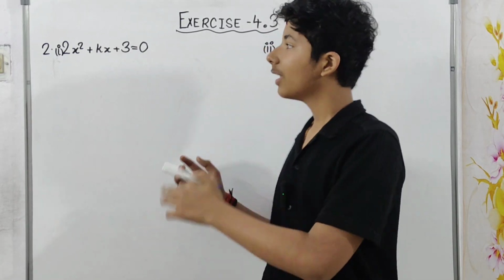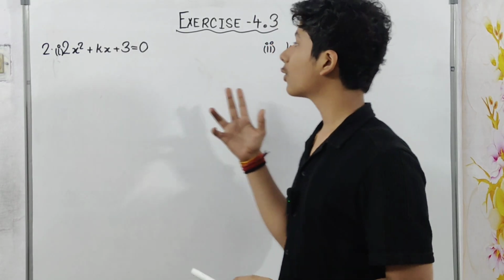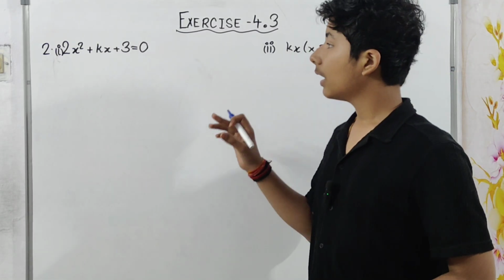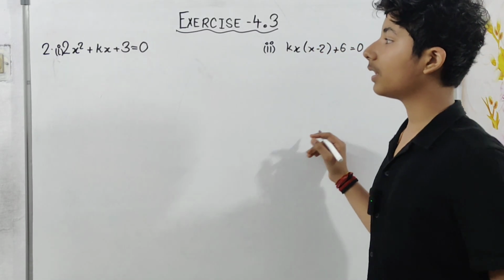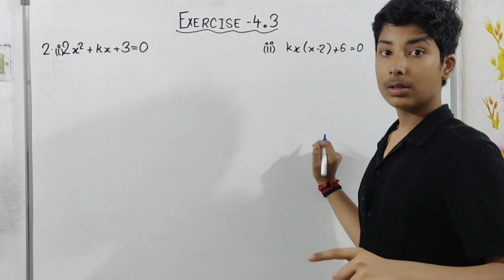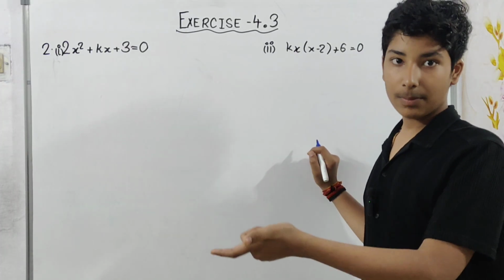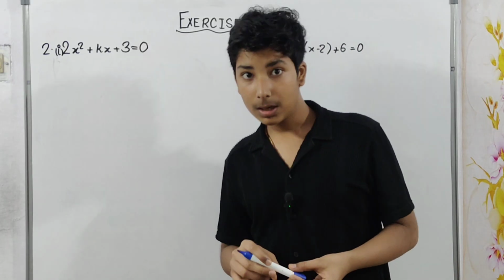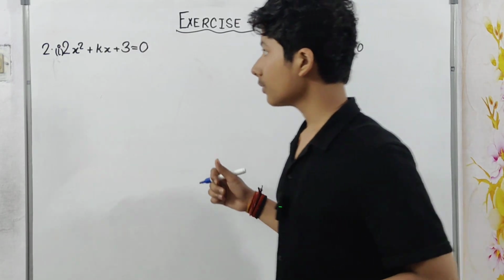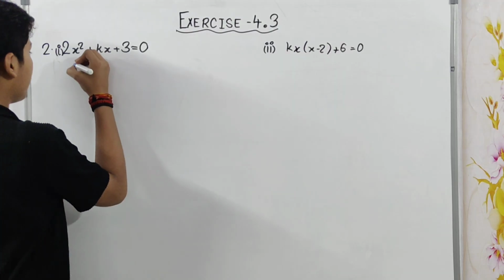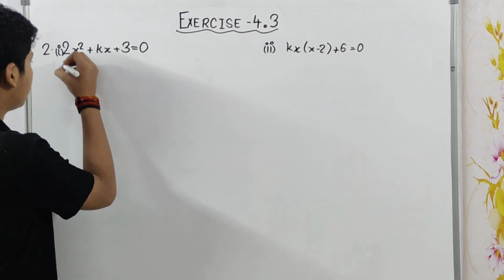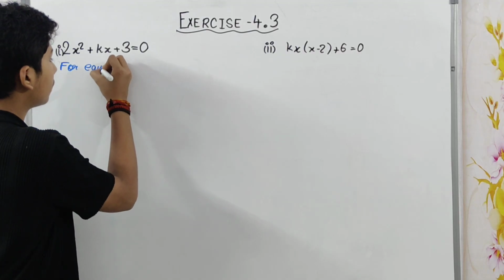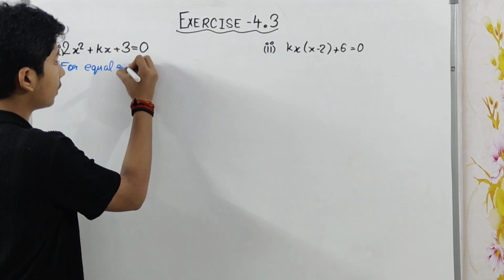Now coming to our next question. Here there are two parts. Here we have to find out the value of k. If we put the value of k, then the roots of the equation, when we find them out, should be equal. So the condition for roots being equal is D equals 0. So we'll just put b square minus 4ac equals 0 for equal roots.